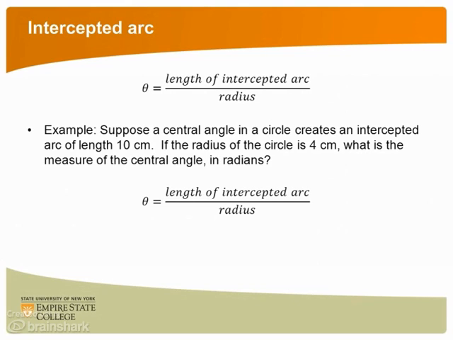We have our formula for finding the measure of the central angle given the two lengths. Plug in the information that we know, that the length of the intercepted arc is 10 centimeters and the length of the radius is 4 centimeters. Dividing, we find that the measure of the central angle, theta, is 2.5. Note that the centimeters canceled out. Radians are dimensionless, that is, they are just a number with no associated units.